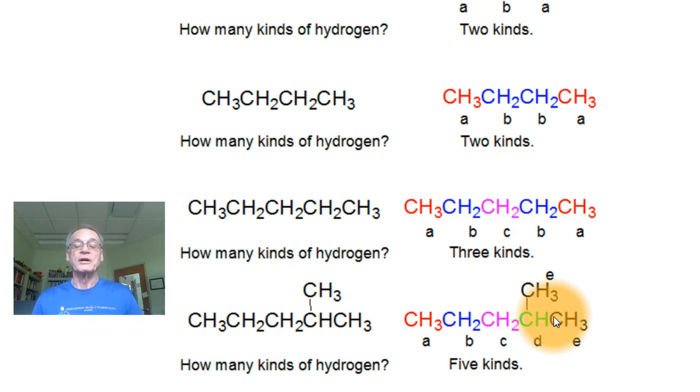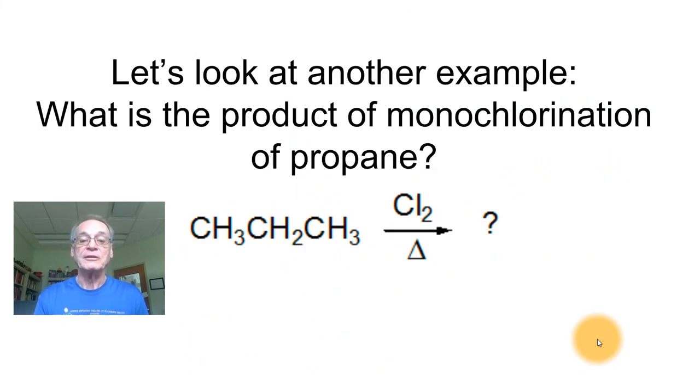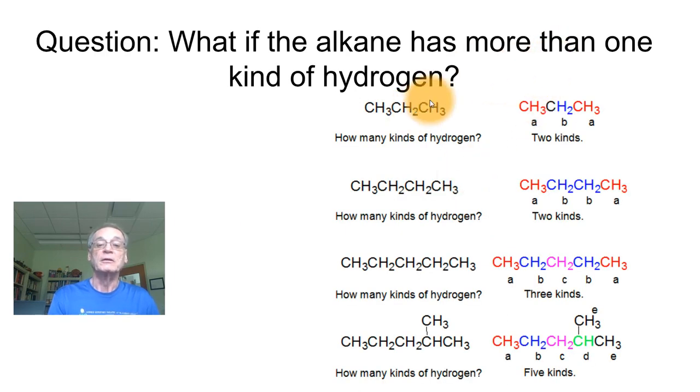So why are we worried about kinds of hydrogens? Well, it turns out for each kind of hydrogen, you will get a different alkyl halide if you replace it with a halogen. So what is the product of monochlorination? Again, I'm limiting it to just 1 chlorine going on. Monochlorination of propane. So look at this molecule and decide how many possible products would you get here and what would their structures be. So stop the video if you haven't already done so and write down what you think you would get from propane. Just to review, there's propane right there.